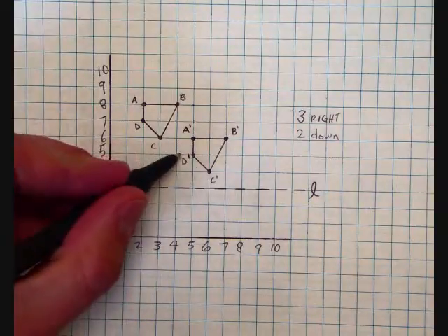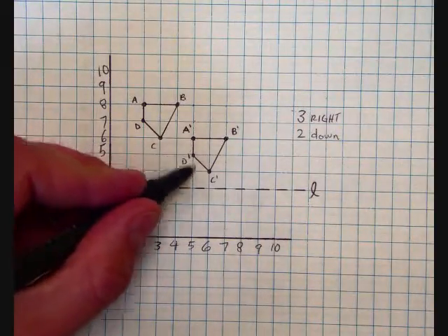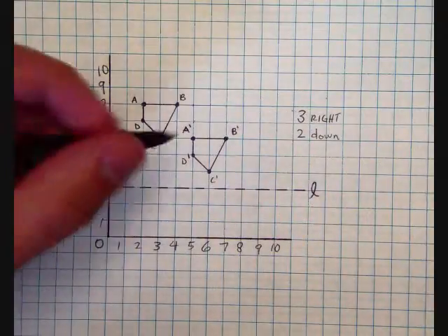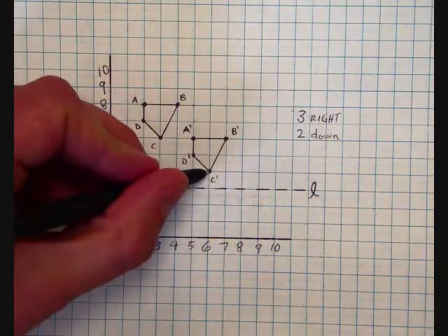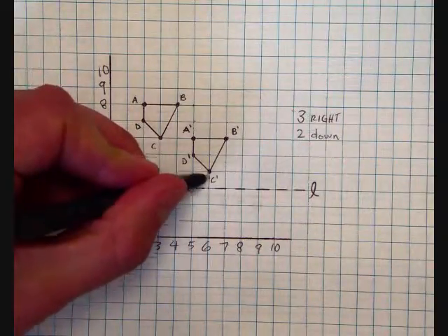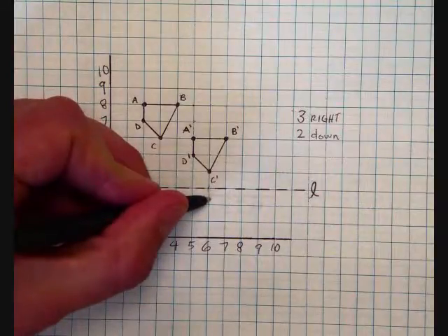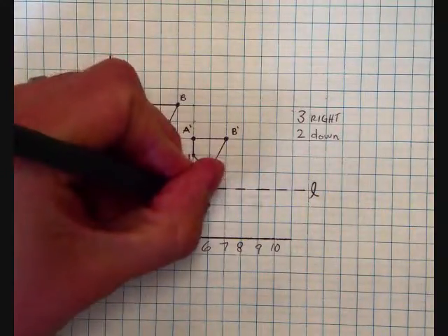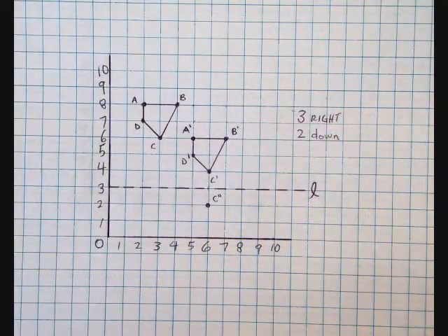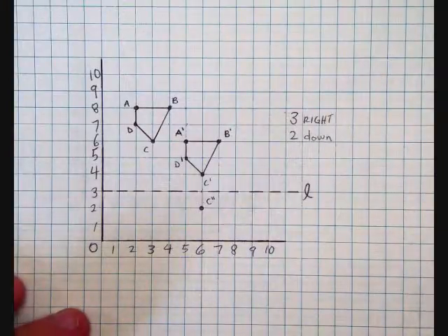So all I'm going to do is count how far away these points are from my reflection line, and then I'm just going to do the opposite on the other side. Let's start with C because this is the closest to the reflection line. It is 1 block away from the reflection line, so it's 1 block above. So on our reflection line, it should be 1 block below. So we'll put a little dot here. This will be my C prime prime because this is the second time I've done a transformation to this image.